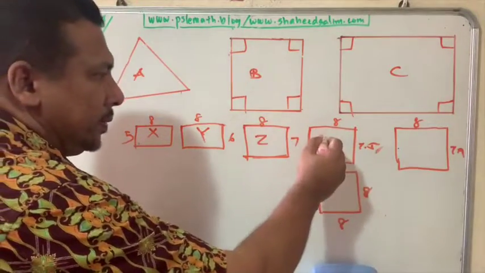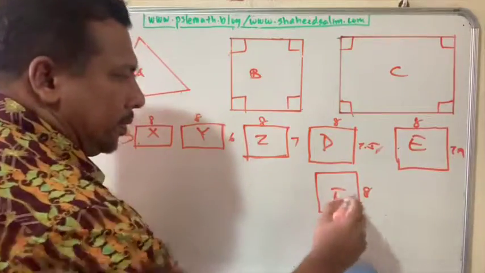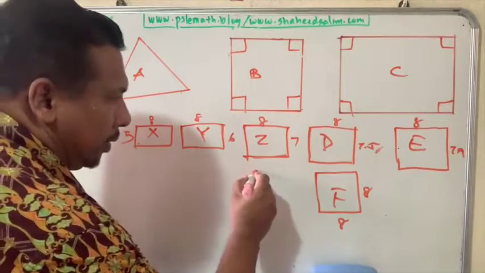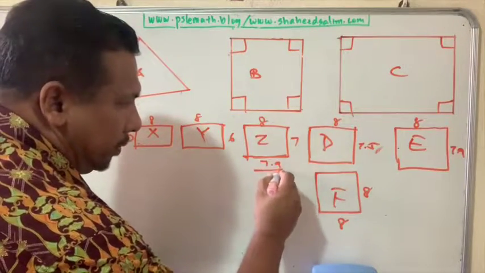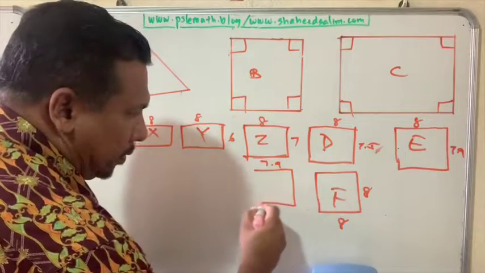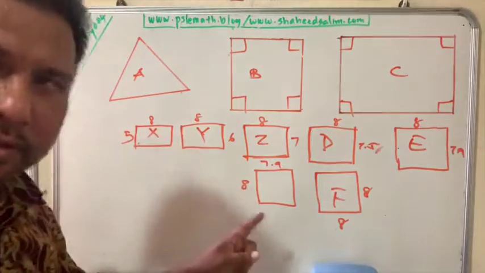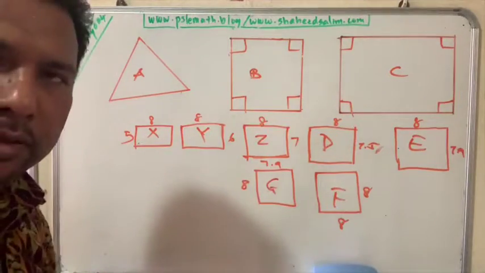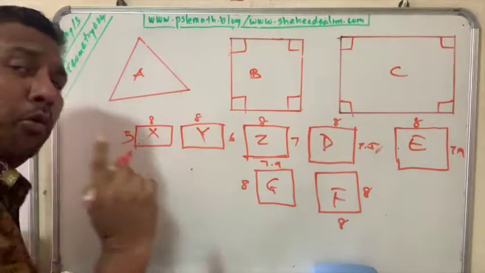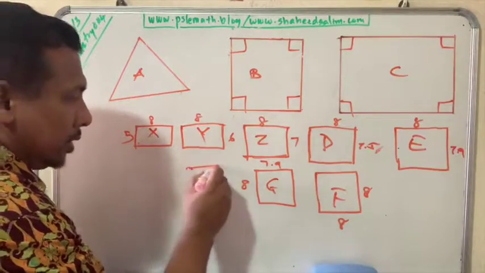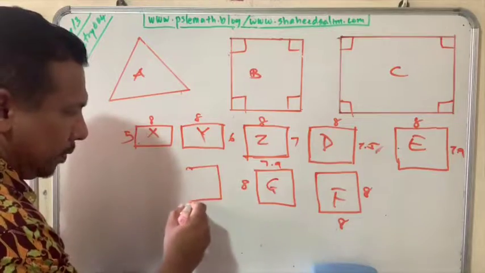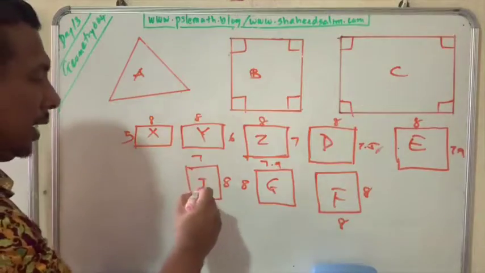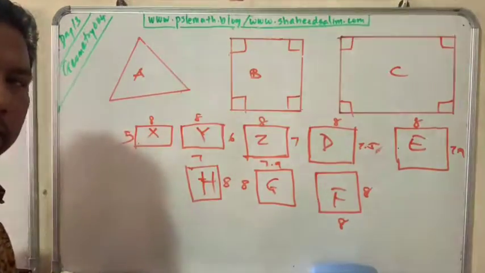Well, let's see here. We'll come back to this, alright? 7.9 cm by 8 cm. Is this a rectangle? You say yes, G is a rectangle, because this is longer than this. Let's see how ridiculous the situation becomes, alright? 7 cm by 8 cm. Is this a rectangle? You say yes, H is a rectangle.